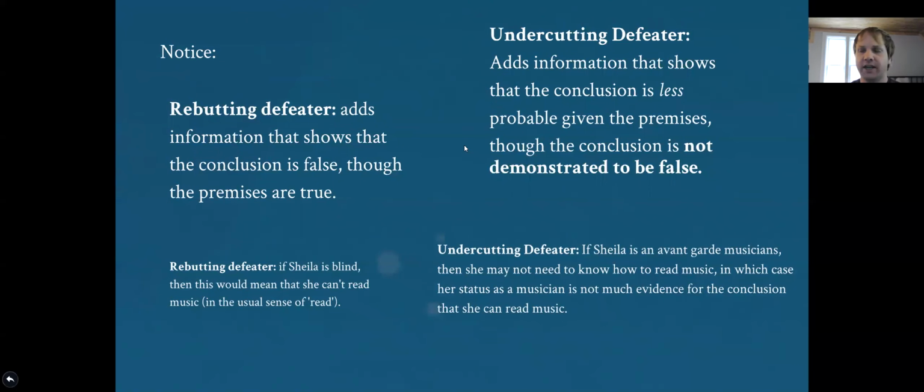Just to stress the difference then. Rebutting defeaters add information that shows that the conclusion is false, though the premises are true. This is to say that the conclusion isn't probably true. The premises might be true, but the conclusion is not true given what we know about the individual the argument is talking about. An undercutting defeater adds information that shows the conclusion is less probable given the premises. So though the conclusion is not demonstrated to be false, it could still be the case that Sheila reads music. It's just that the premises, now that we know that Sheila's an avant-garde musician, don't lend as much support to the conclusion as we would have initially thought.